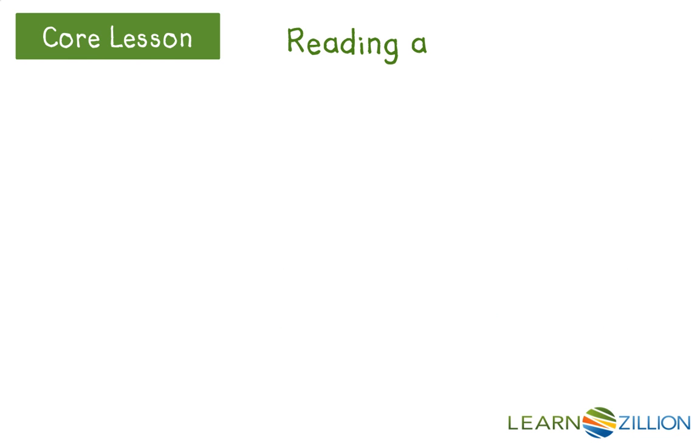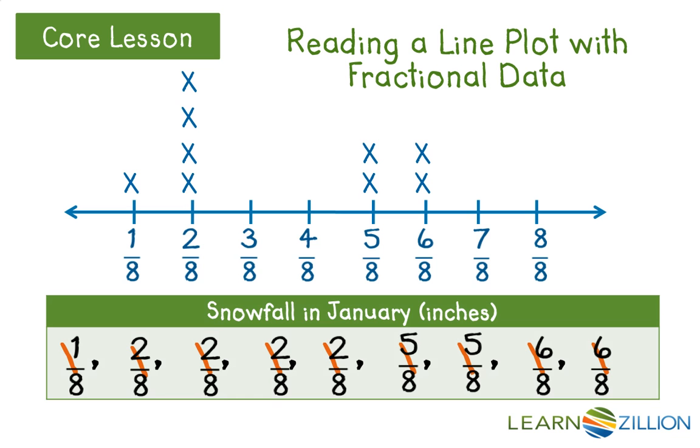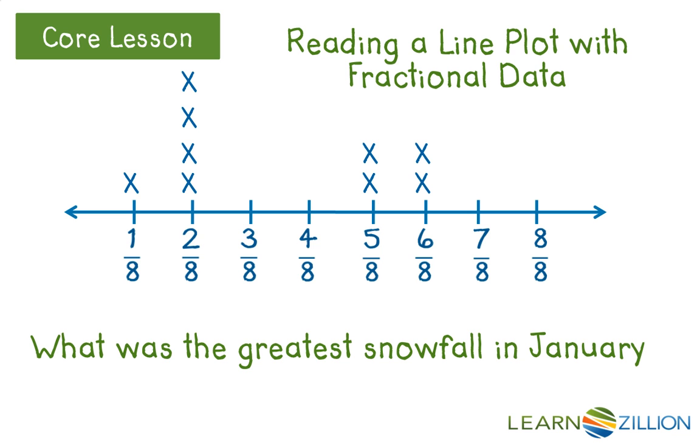There are many ways to interpret data when it's organized in a line plot. We have a line plot that was created from the table of information below. Having the data organized in a line plot helps us make specific observations about the data. For example, we can see that the greatest amount of snowfall in January was 6/8 of an inch because this is the largest amount on the line that has a mark above it. There were 2 days where 6/8 of an inch of snow fell.